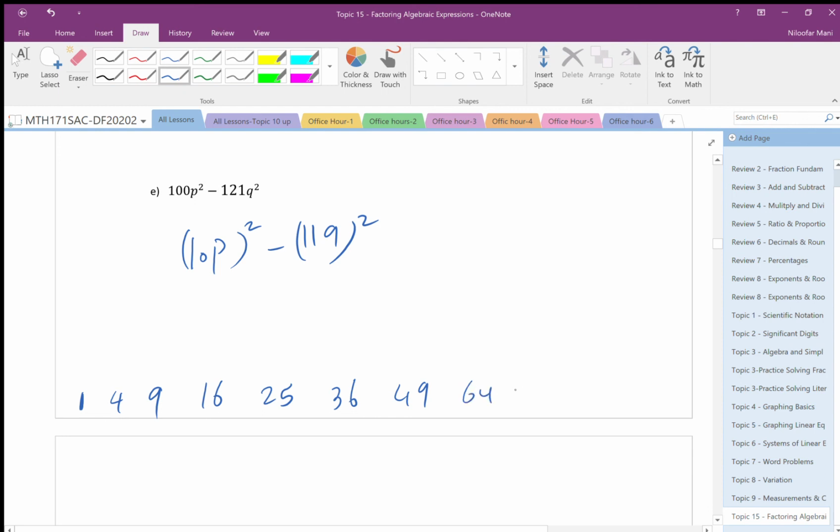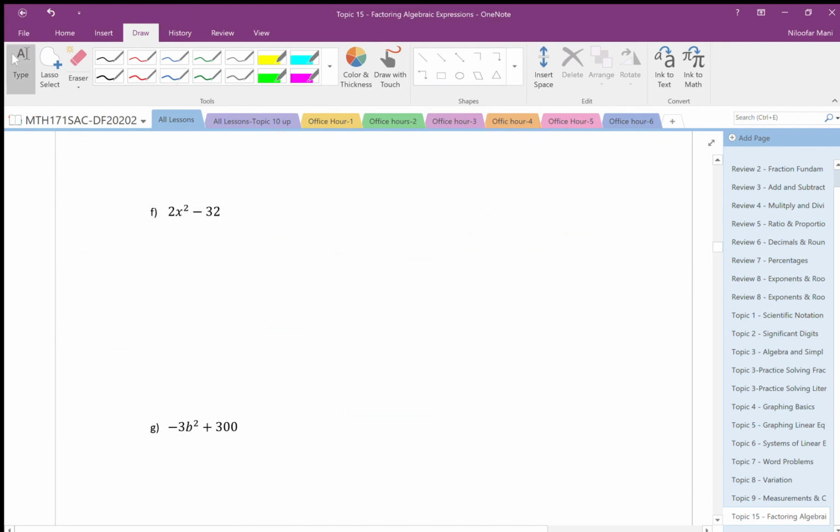64 is 8 squared. 81 is 9 squared, and 100 is 10 squared. 121 is 11 squared, 144 is 12 squared. But for the rest I don't remember, so I use my calculator with the radical. If I see the radical of 121 is a whole number, then yes, I can continue to use it. So it is 10p minus 11q multiplied by 10p plus 11q.